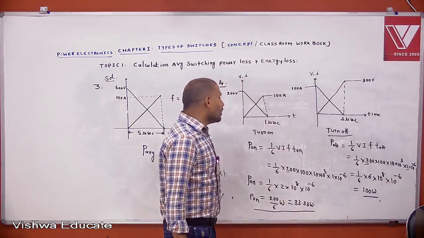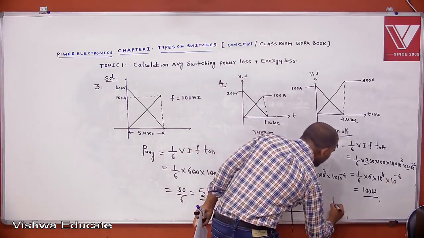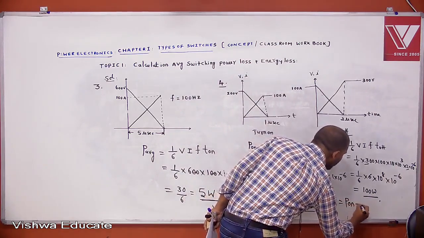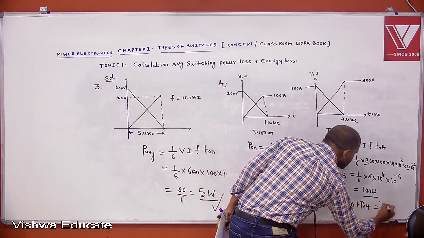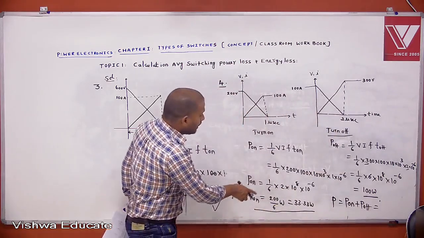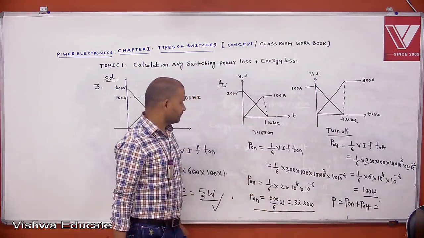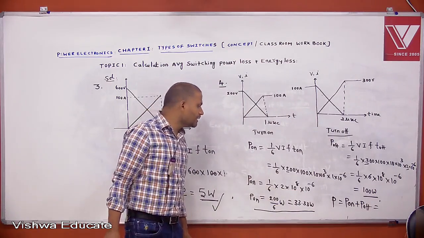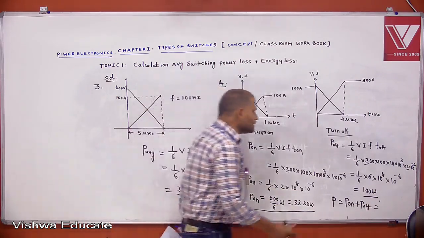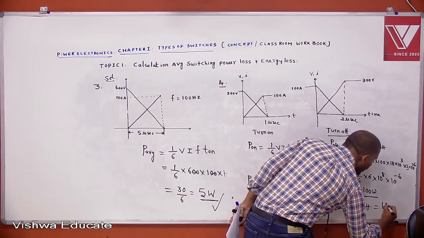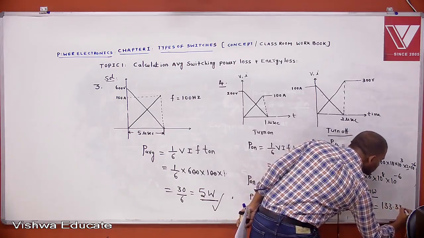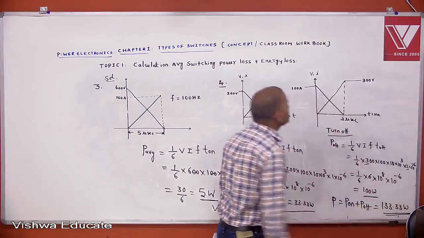Then what is the total power loss? Total power loss is equal to on-state power loss plus off-state power loss. This is 100 watts and this is how much? 33.33 watts. Then the total is 133.33 watts. This is the total power.